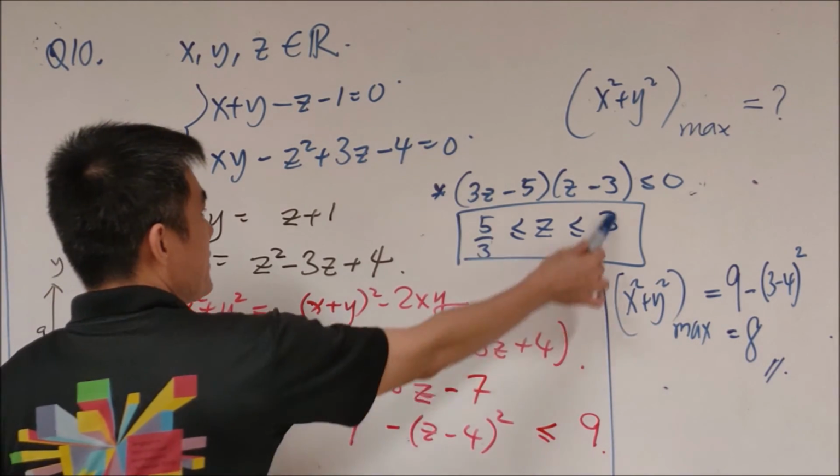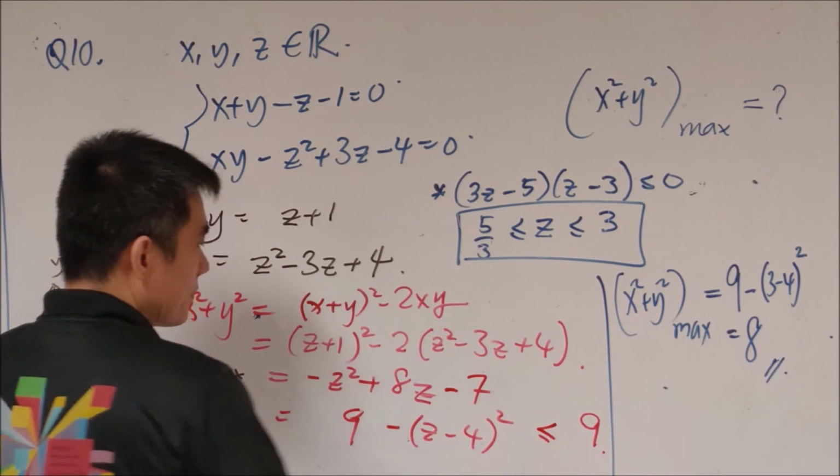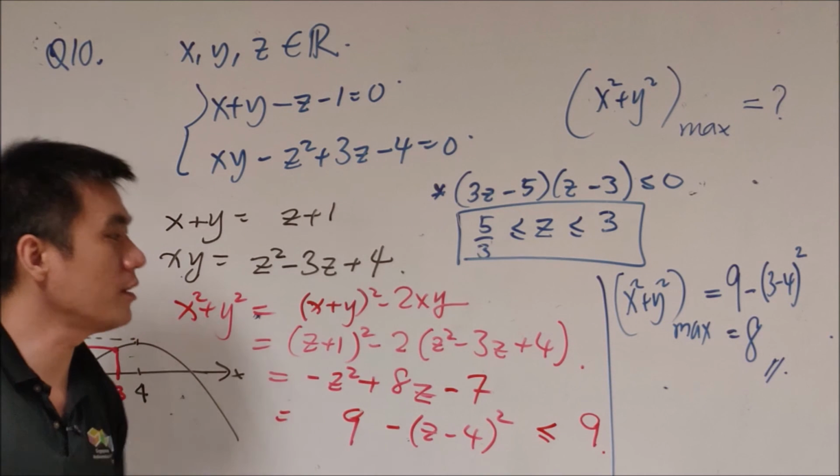So if you do not have this inequality, many of you will get the answer 9. But 9 is not the correct answer because 9 is not achievable.